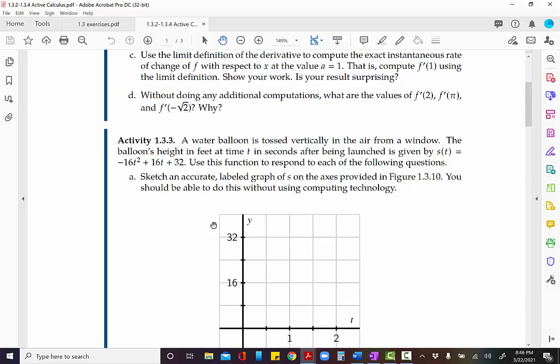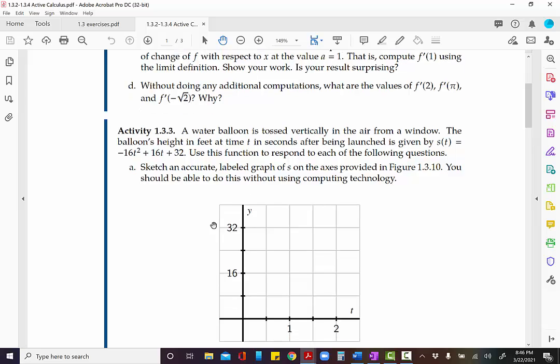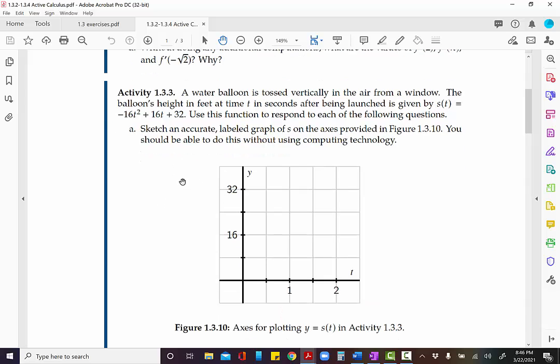A water balloon is tossed vertically in the air from a window. The balloon's height in feet at time t in seconds after being launched, given by S of t, is equal to negative 16t squared plus 16t plus 32. We want to use this function to respond to each of the following questions. Sketch an accurate labeled graph of S on the axes provided in figure 1.3.1. You should be able to do this without using computing technology.